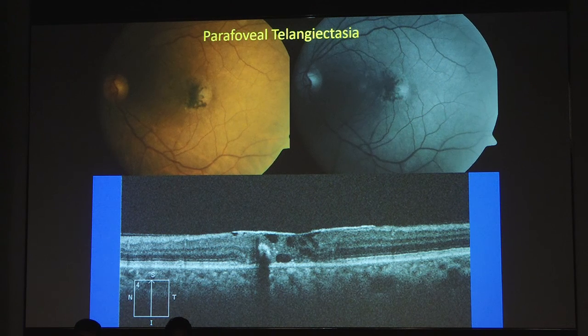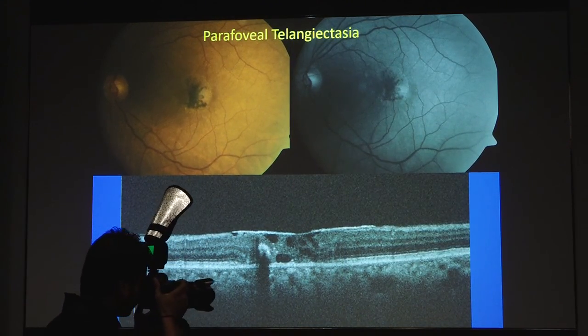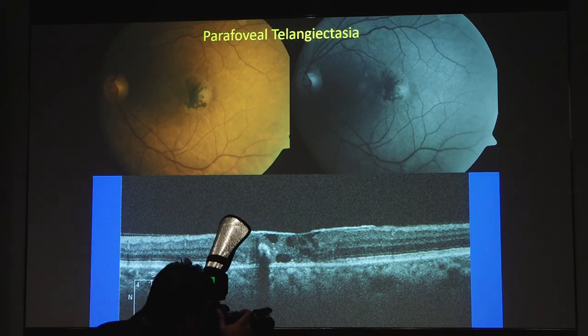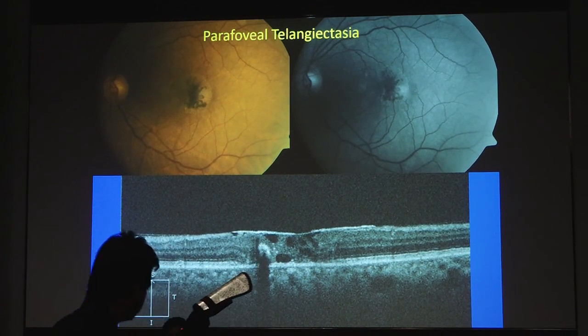So another very rare but very easily missed condition is parafoveal telangiectasias, where in the early stage there will be perifoveal graying, which can be missed very easily because it's a very underdiagnosed condition nowadays, as it's not clinically significantly seen. But yes, OCT will help you to look into this.